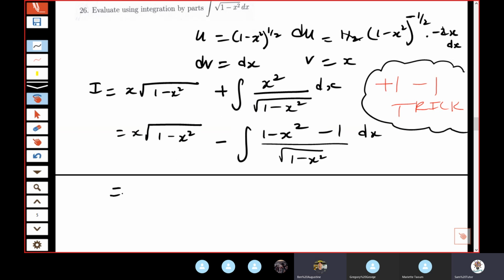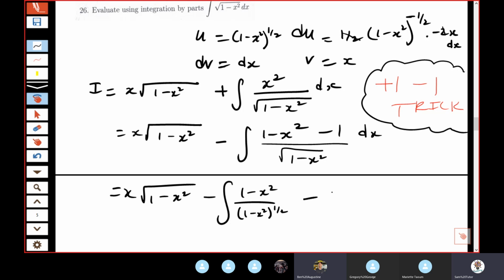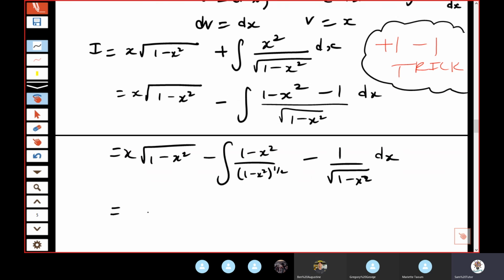Equals x root 1 minus x squared minus, split them up. So that becomes 1 minus x squared on top of 1 minus x squared to the power of a half. Just half. And then you can see it is minus 1 on root 1 minus x squared. You guys are probably thinking, why do that? It's just I feel like it's a little bit easier for you guys to see what we're about to do with that next line.